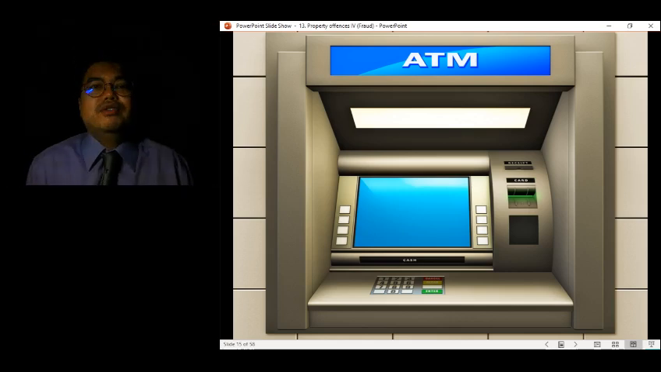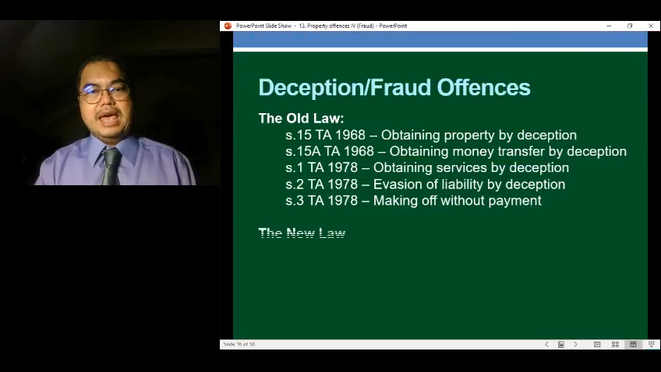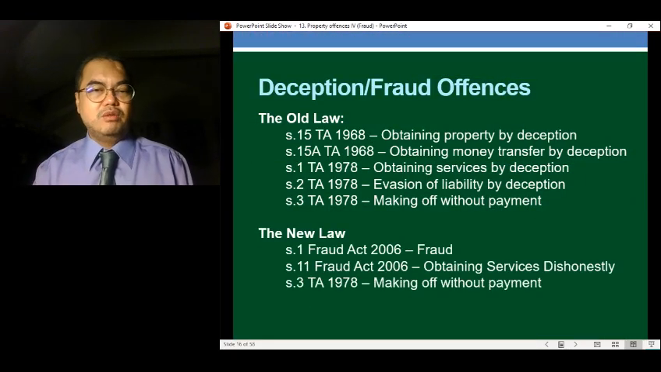So these are the difficulties faced when we talk about these offenses by deception, and therefore the new law was created.